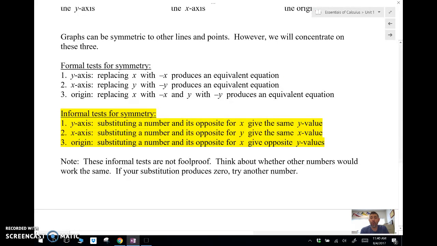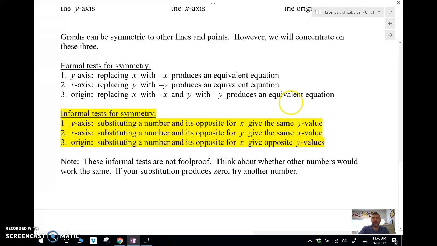So we can formally test for symmetry. For y-axis symmetry, we replace x with negative x, and it should produce the equivalent equation once we simplify. If we have x-axis symmetry, we can replace y with negative y, and again we end up with the same equation we started with. For origin symmetry, we replace x with negative x and y with negative y, and then we should get the same equation as we started with.